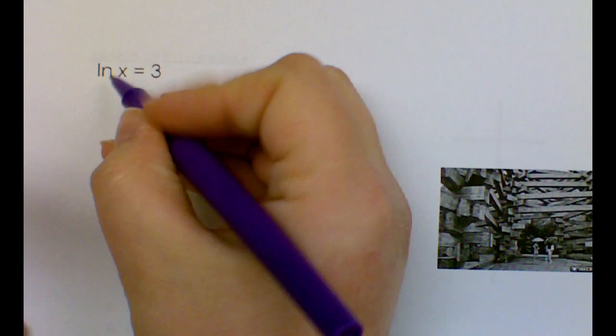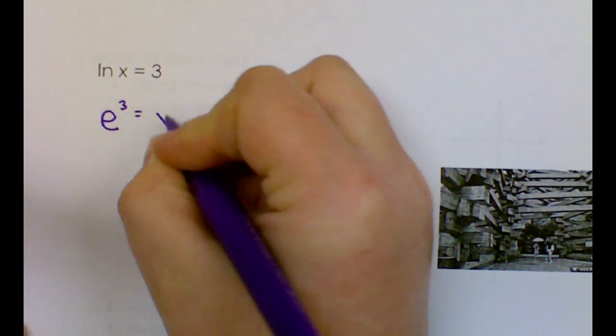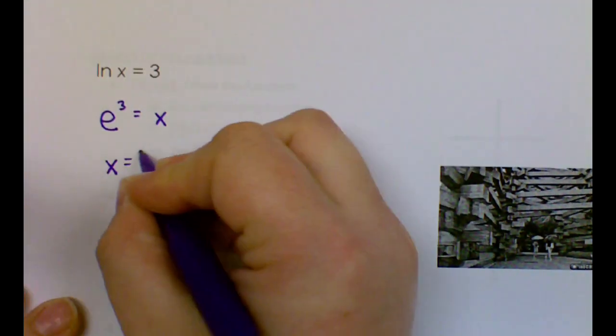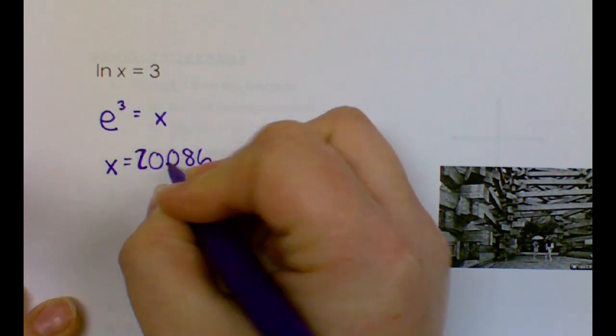ln of x equals 3. To solve this one, we turn it into exponential. Our base here is e. The power would be 3 equals x. I need a calculator for that one, simply because we don't know how to evaluate e^3 without a calculator, at least not easily. So x is about 20.086.